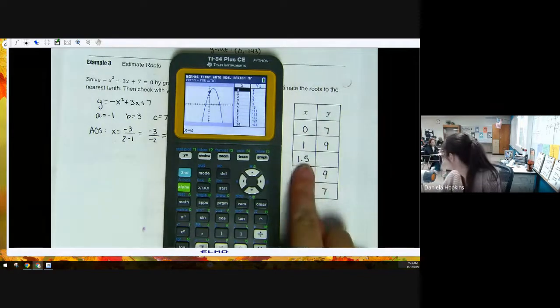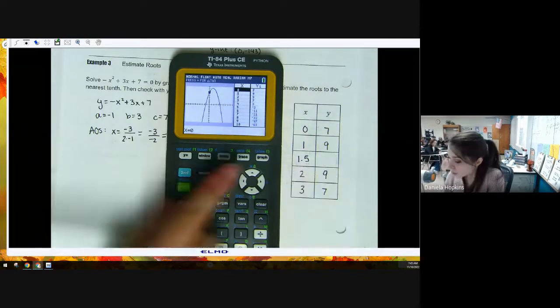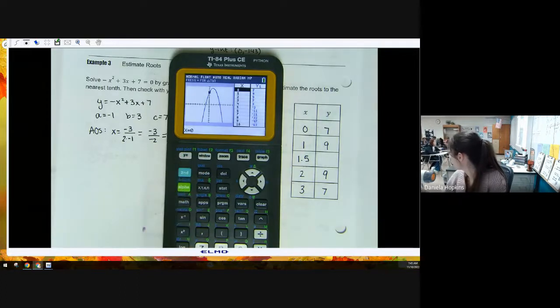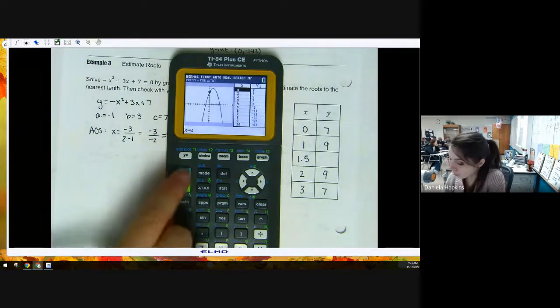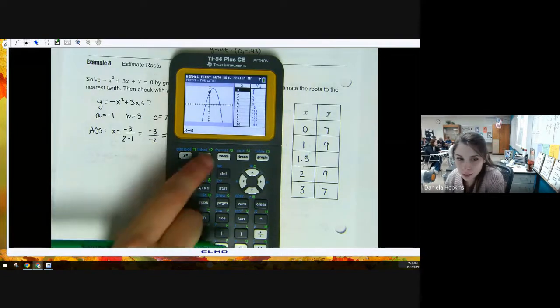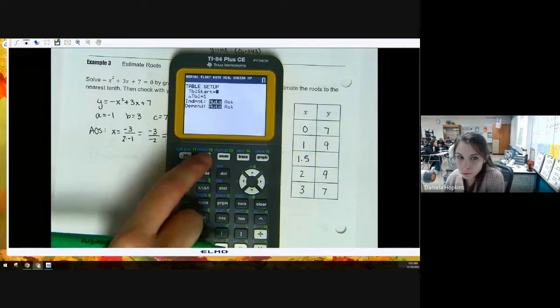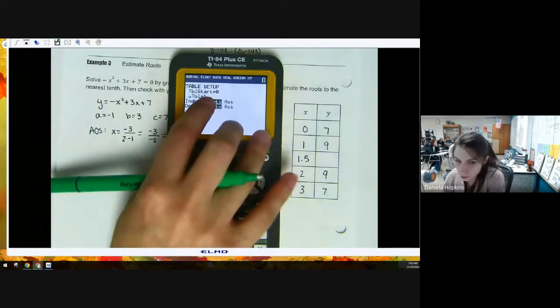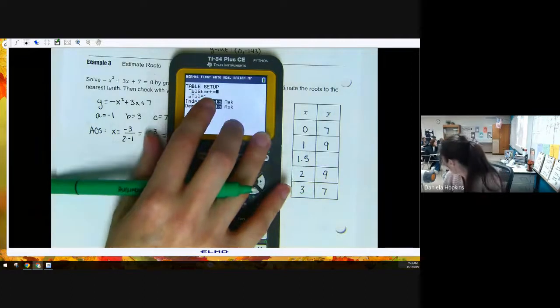what my vertex is. So I just showed you how to change your window. Do you guys see in blue above how it says TBL set? That's how you change your table. It's in the same button, but it's just the second versus the normal button. So hit second TBL set or second window. And this one's really easy. It's your table start. I just start it usually at a whole number.